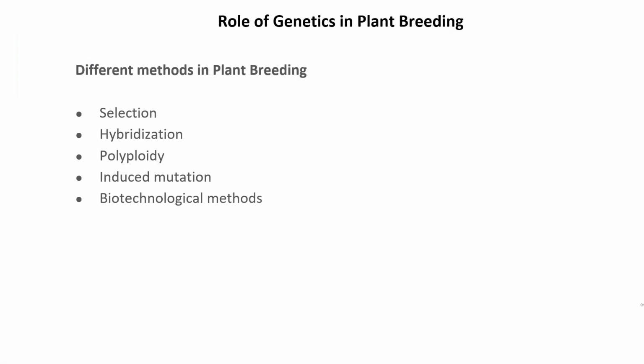So, in this part, we are going to study the different methods in plant breeding, right? We have different methods like selection, hybridization, polyploidy, induced mutation, and biotechnological methods. These methods we are going to study at an introductory level. We will have a separate session to understand these methods in great detail, right? So here we are going to just know what these methods in plant breeding are.